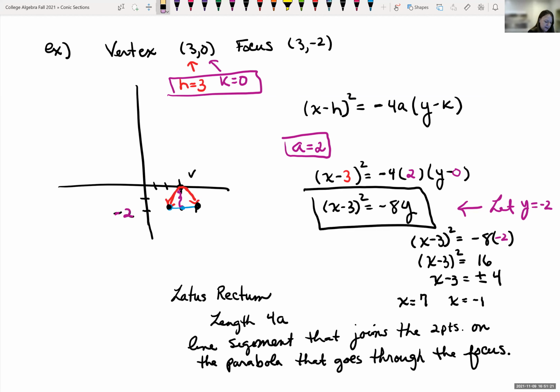And so we got our x values in here. And so this parabola is much wider than I was thinking. So that's 4. And so we have these points here at (-1, -2) and (7, -2). So our parabola is going to look like this.